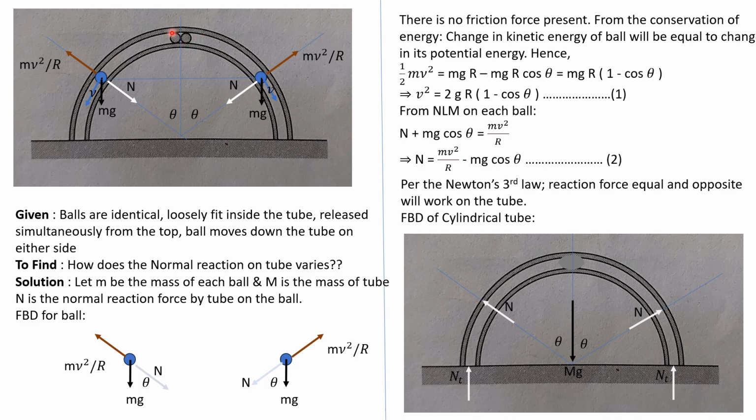When the balls are released, one ball is going this way, one ball is going this way. Since the balls are identical, meaning mass, structure, everything is the same, and this tube is symmetrical and there is no friction, both the balls will be moving identically inside this groove of the cylindrical tube. So let us catch at any instant when the ball is here and the other ball is here, its velocity is v.